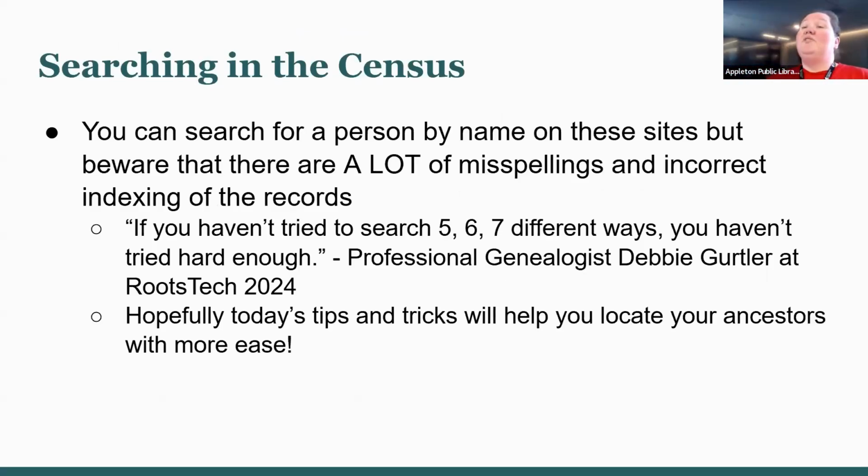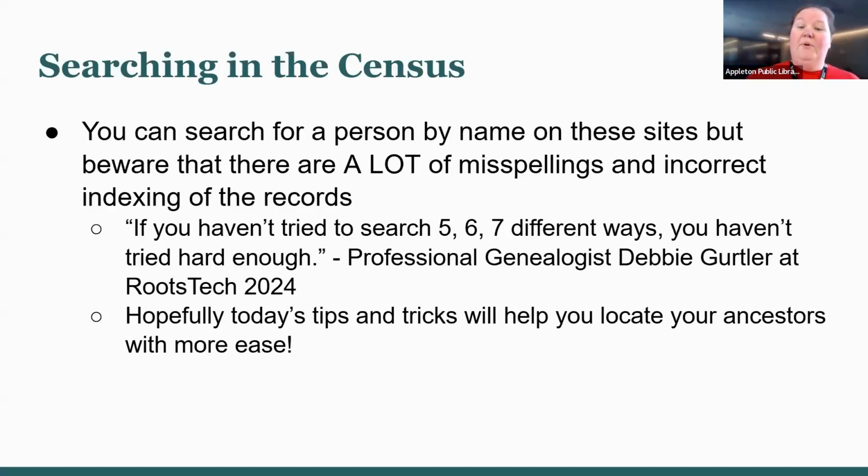So on these websites, you can search for a person by name, but as we talked about a few minutes ago, there's going to be a lot of misspellings, especially with our last names. Our last names are going to be spelled very creatively. There's going to be incorrect indexing of records too, because in some cases it's computers that are trying to read this. Or, before we had computers, somebody would have to read it and guess what they thought. Is that a K? Is that an S? Is that an L? And then type it in. So there's going to be some misindexing.